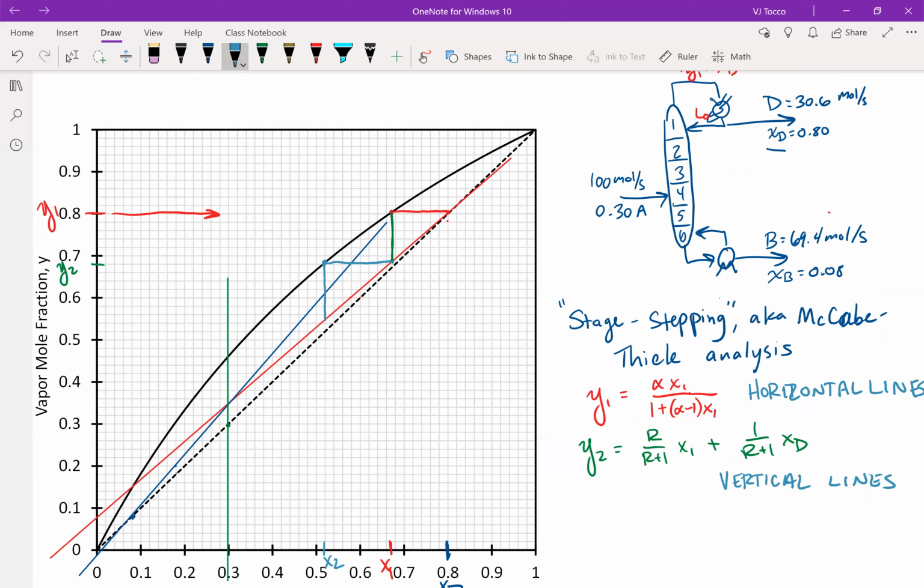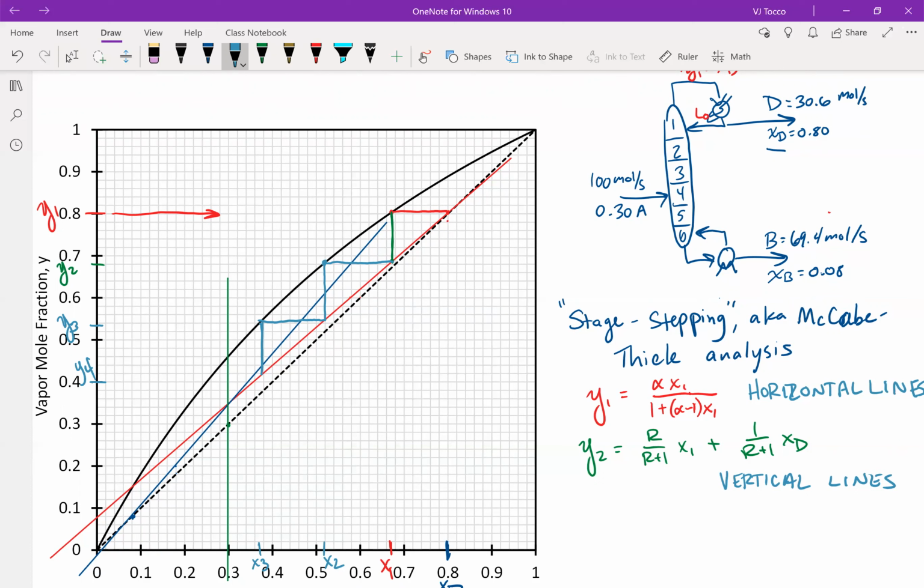So we're now done with stage 2. I can now go on to y3. All right, y3 and x3 are there. Y3, x3 must be in equilibrium. And I need to go one more, right? So down to the operating line would give me my y4. This is coming off of stage 4, which is the feed stage.